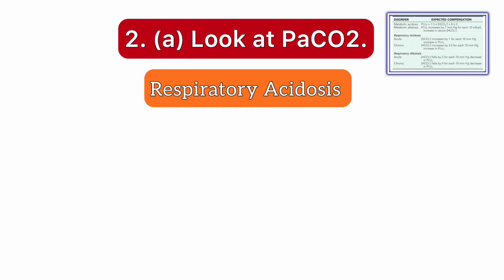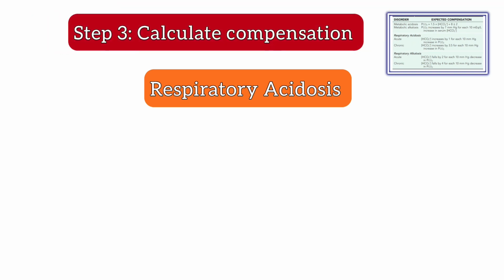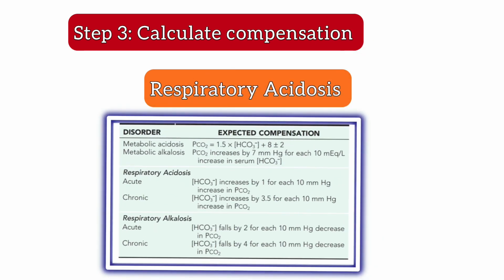Your next step here should be to calculate the compensation by this formula that I already mentioned. Now, since this is primary respiratory acidosis, so you will use this formula to find out the expected bicarbonate.